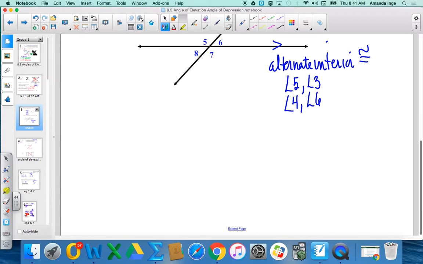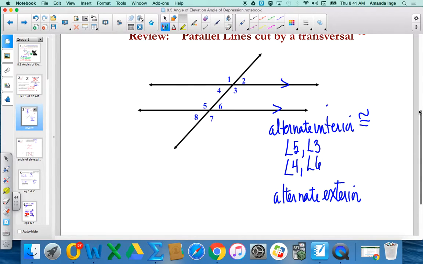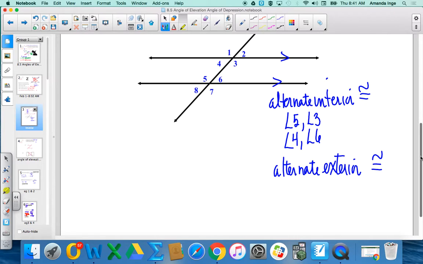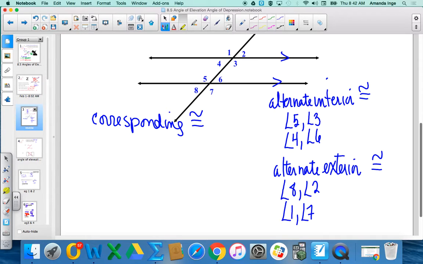Then the next thing we want to review is alternate exterior angles. What do we know about alternate exterior angles? They're also congruent. So a pair of alternate exterior angles are, Mitchell? 8 and 2, good choice. And what else? 7 and 1. All right. Next we want corresponding angles. What do we know about corresponding angles? They're congruent. Who wants to give me a pair of corresponding? 7 and 3. 4 and 8. 5 and 1. And 2 and 6.